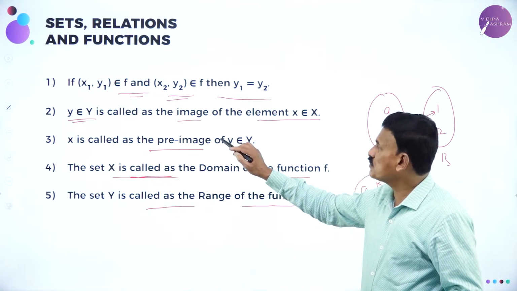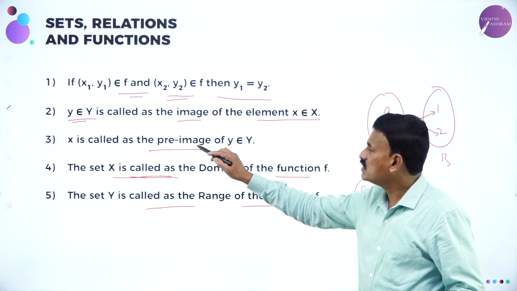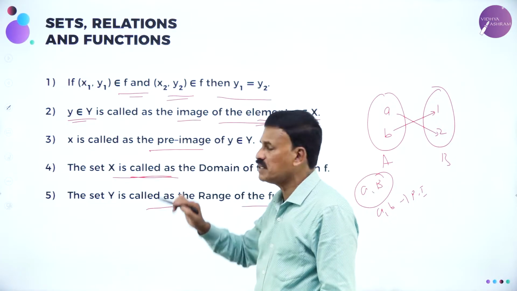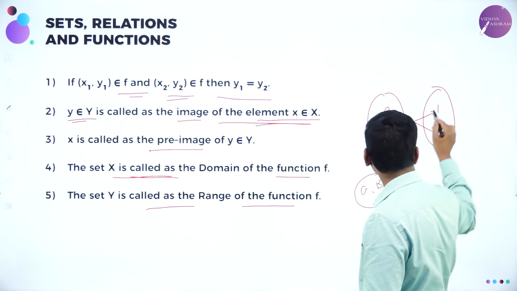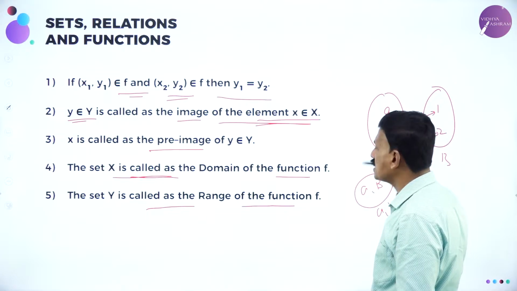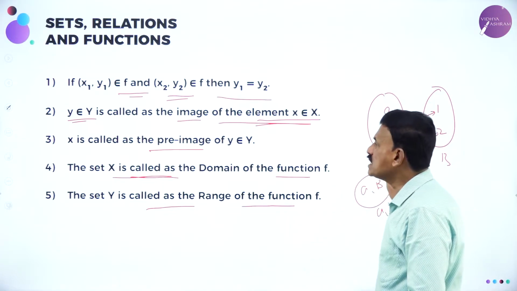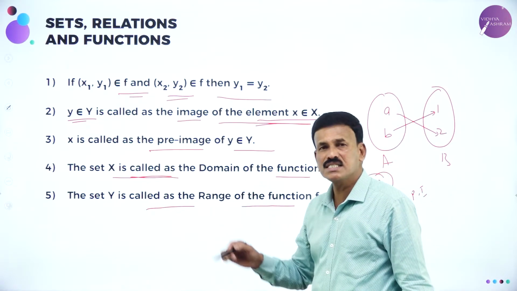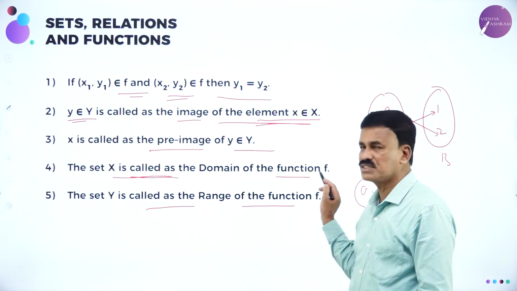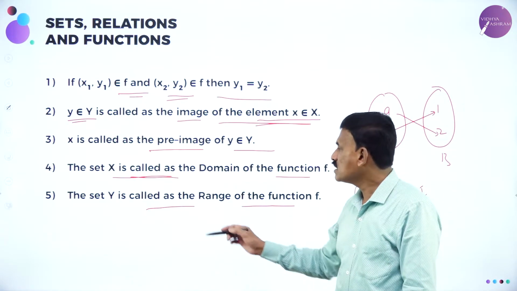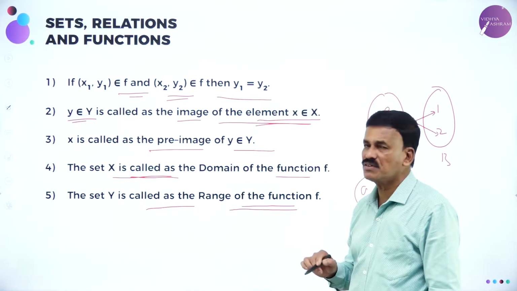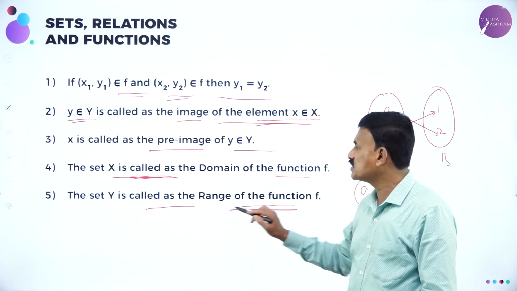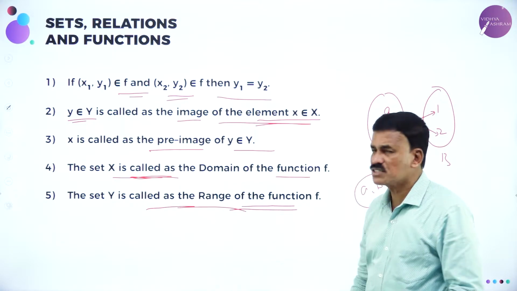So y belonging to Y, that means y belonging to the second set, is called the image of the element x belonging to X. That means these are called the images of the elements a and b. And therefore this x is called the pre-image of y. X is called the pre-image and the set X is called the domain of the function, whereas the set Y is called the range of the function. So the set of all elements x is called the domain of the function and the set Y is called the range of the function.